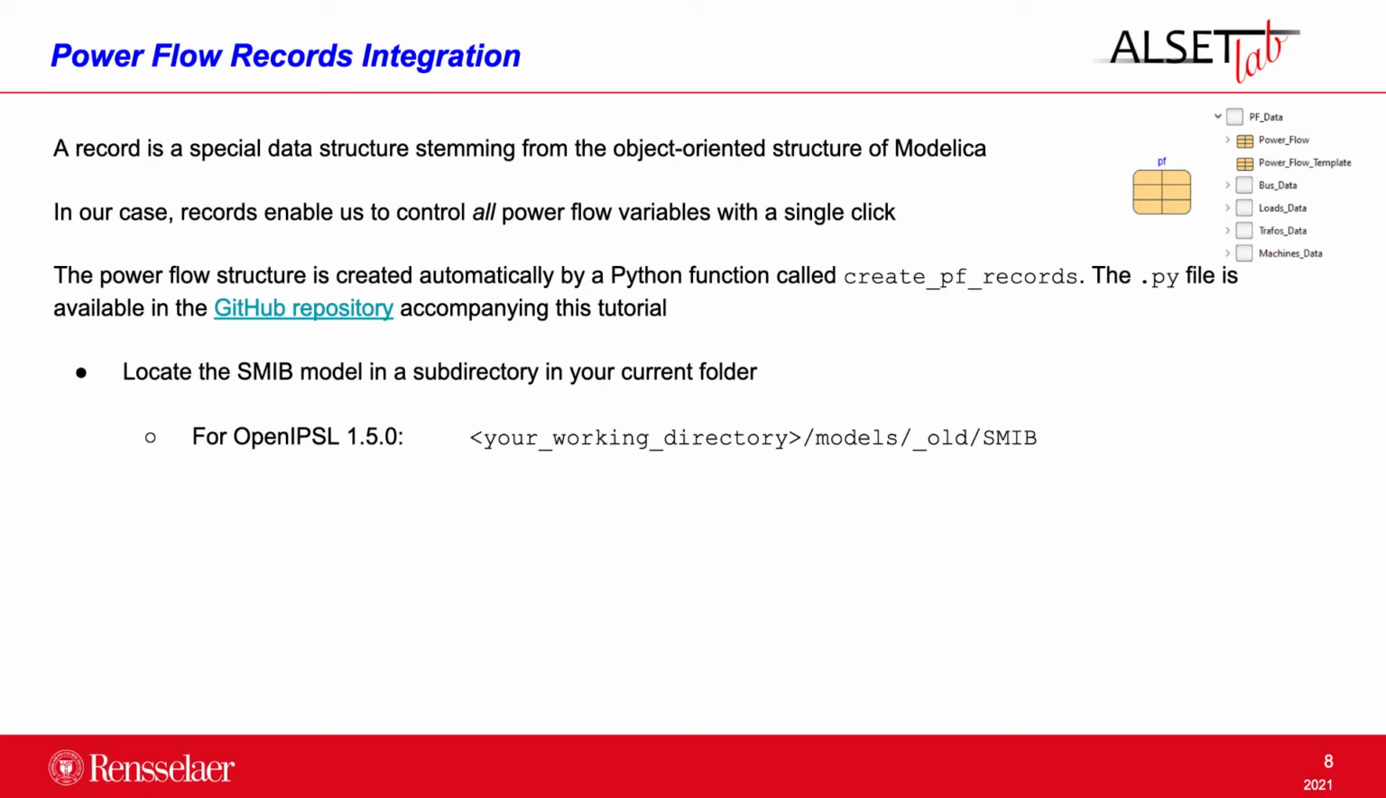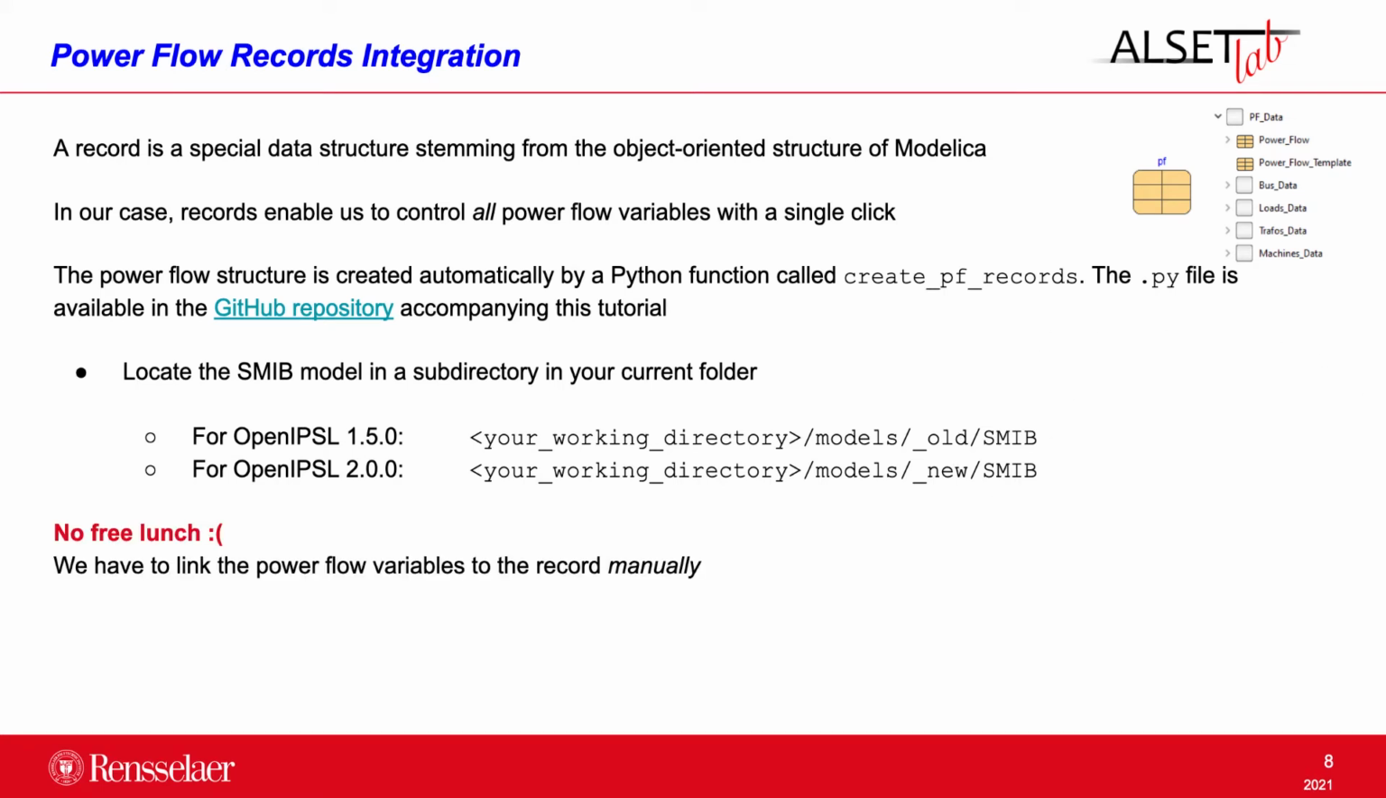Then you can see how this is done in our repo, where we have included an example of the SMIB developed with OpenIPSL 1.5.0 and with the new version. Each of these is located in a different directory. And after that, once your model is there, you just run the script, as we will show later. That will create the structure and will automatically include it into your model. However, there is no free lunch, so we have to link the PowerFlow variables to the model manually. And that's the price that we have to pay for using this convenient record structure.